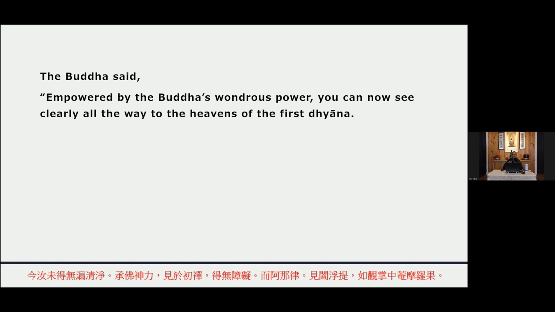Ananda can see the heavens of the first dhyana. Okay, so you know that in this mundane world, what we can see is very limited: mountains, rivers, buildings. But if you attain the first dhyana, you basically go to the first levels of heavens. And what you see is really different, very vast and very beautiful. So Buddha said, you see, I empower you to see those wonderful heavens.